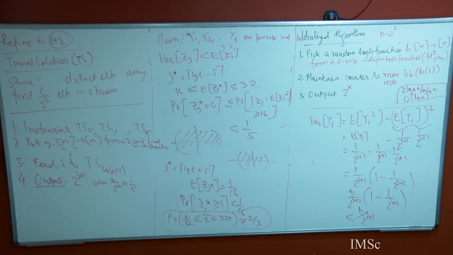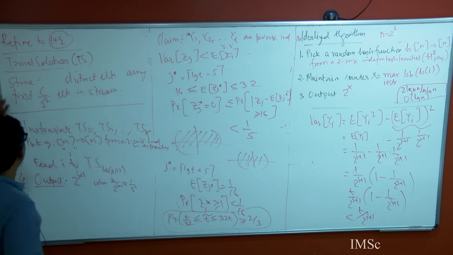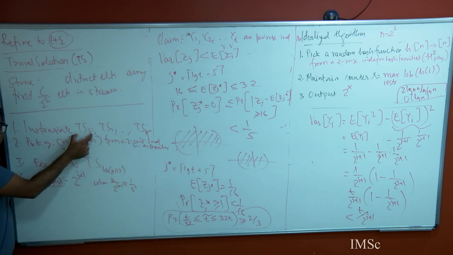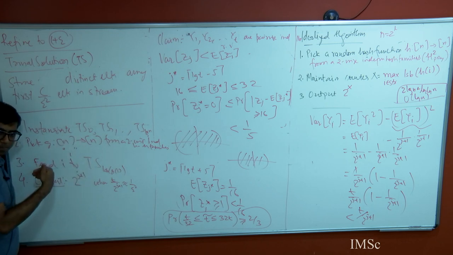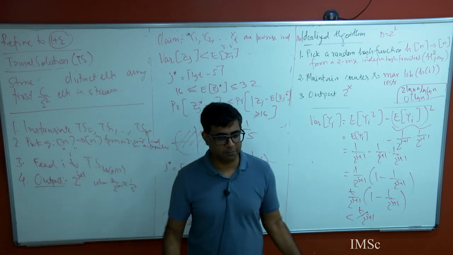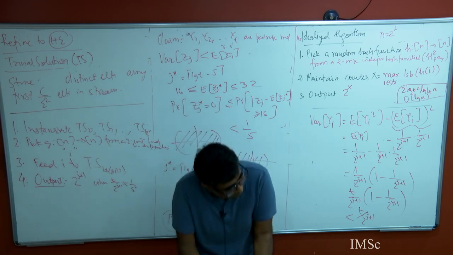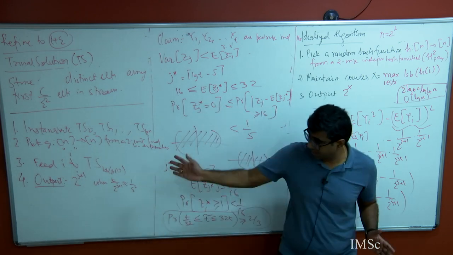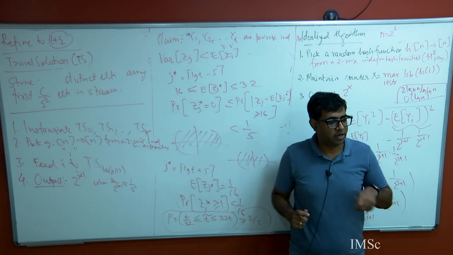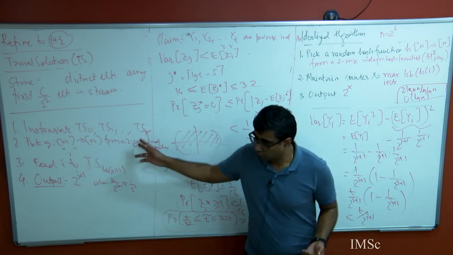Now, the idea is that, look, what will TS0 do? It is going to be fed all those elements whose least significant bit is 0, right? And if many of them are coming, it just takes 4 c by epsilon square and discards everything else, and it keeps the number of distinct elements from there, okay? The second stream is basically all those numbers whose least significant bit is 1, and so on and so forth.